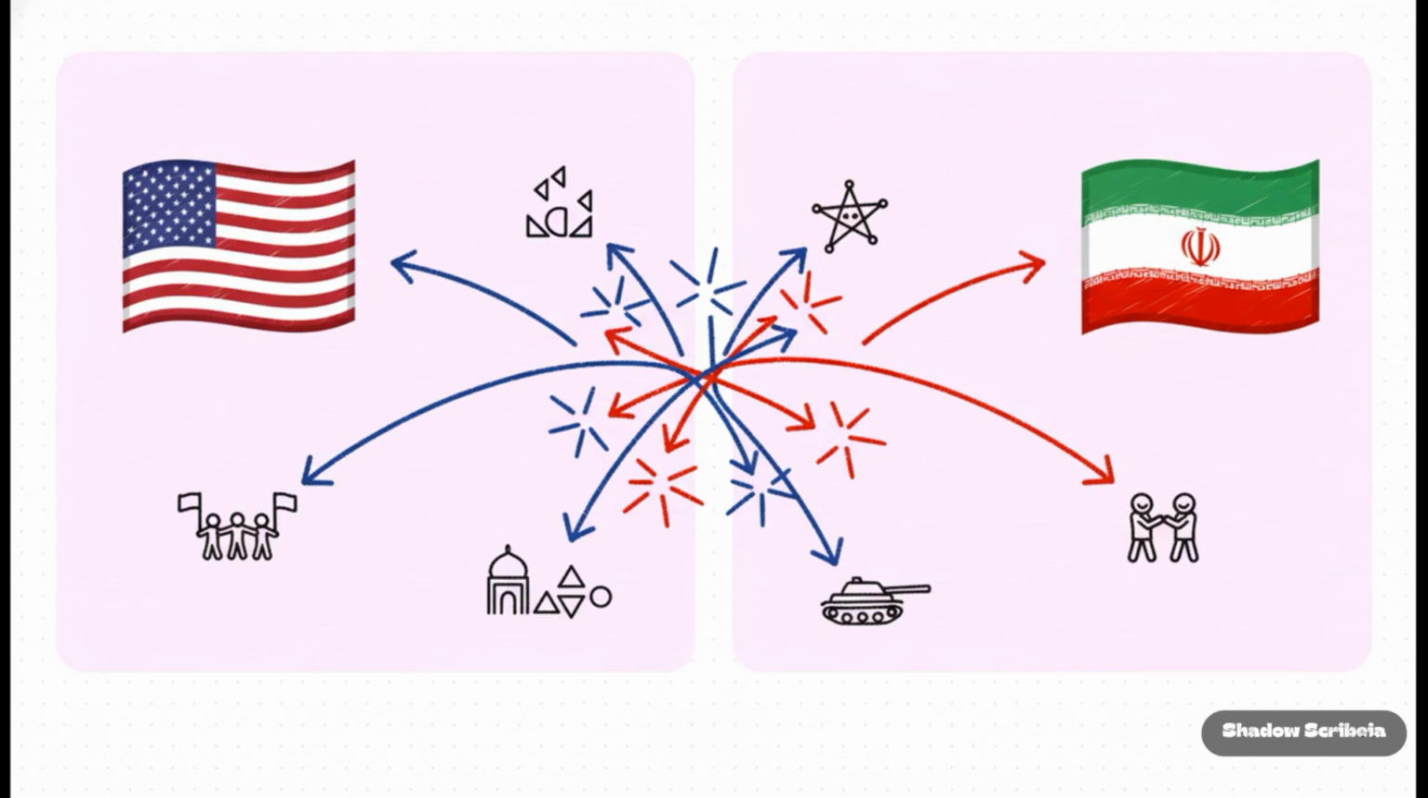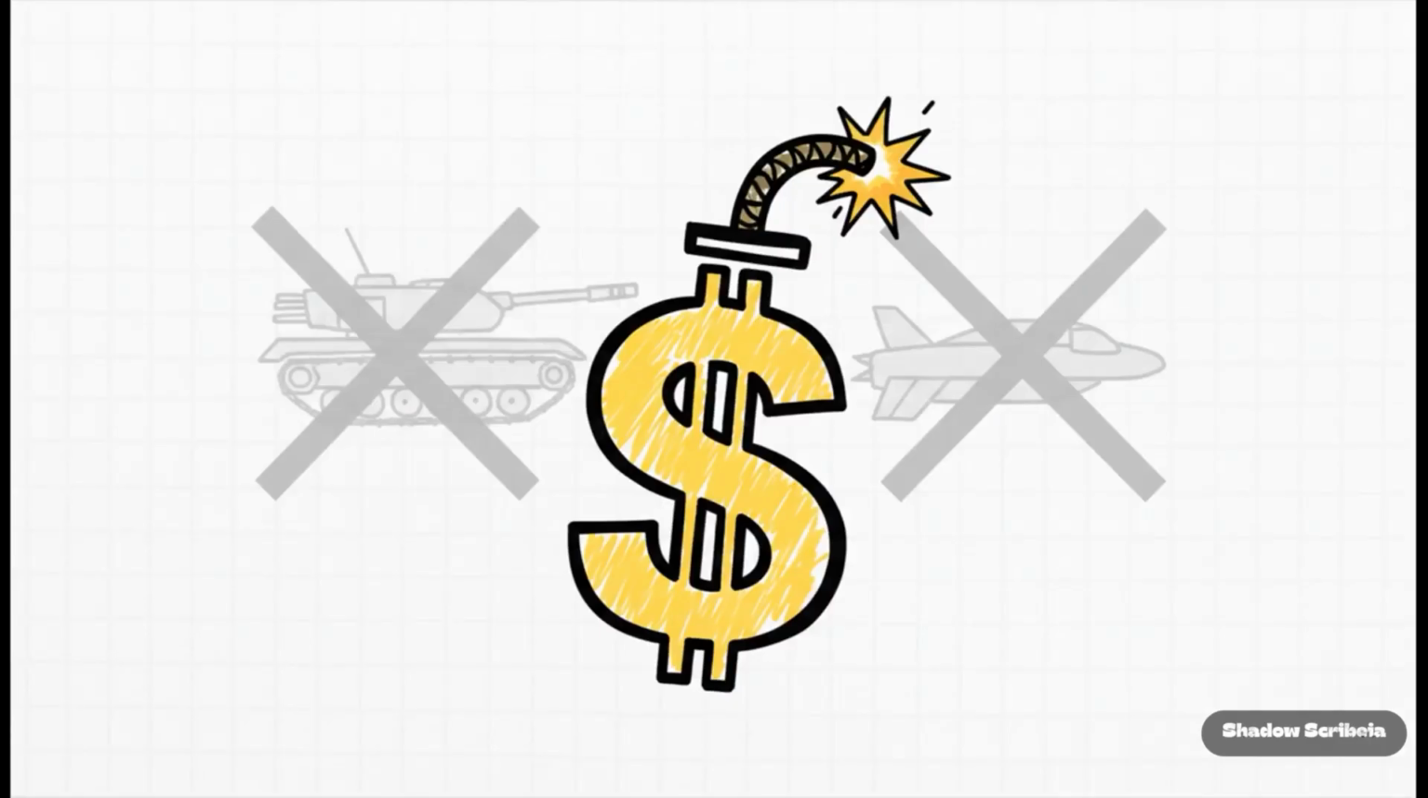I mean, think about the war in Yemen. The US supports the Saudi-led coalition, while Iran backs the Houthi rebels. They aren't shooting at each other directly, but they are absolutely fueling a devastating war from opposite sides of the board. Okay, so we've got the nuclear issue, we've got the regional power struggle. Now let's talk about the money.